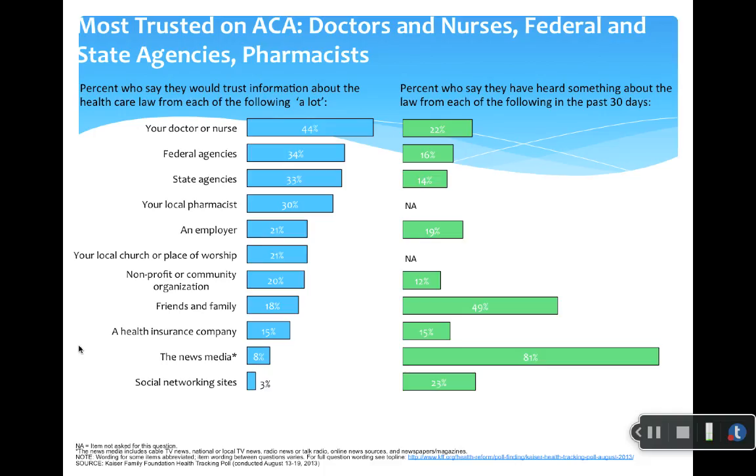When we look at what people think about who to trust in all of this political debate and turmoil, what we see is that individuals really trust their healthcare providers the most, including pharmacists, and then sort of government agencies. But when you ask them, well, who have you heard about the Affordable Care Act from in the last 30 days? It's primarily the news media, not a source that they particularly trust, or friends and family, who may not be the most informed about these issues.